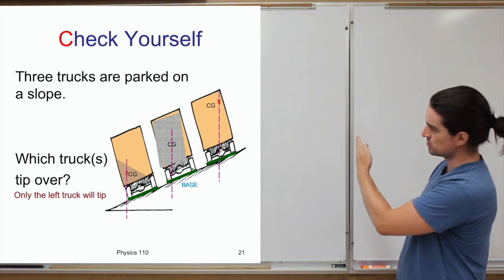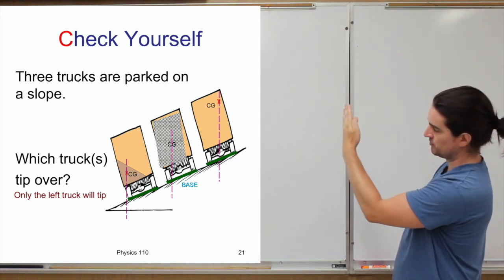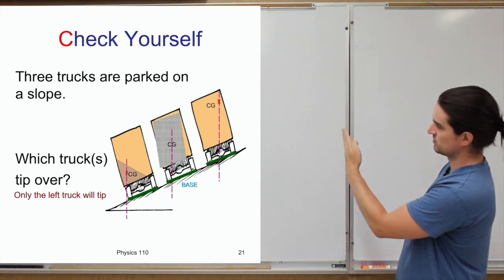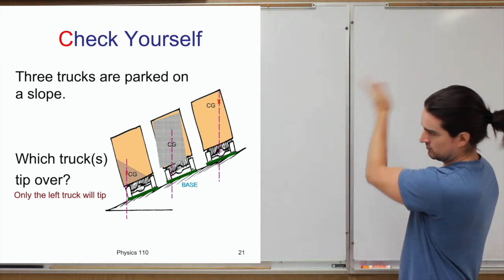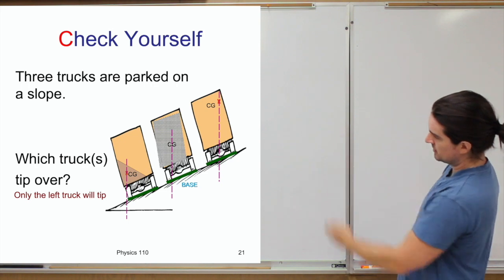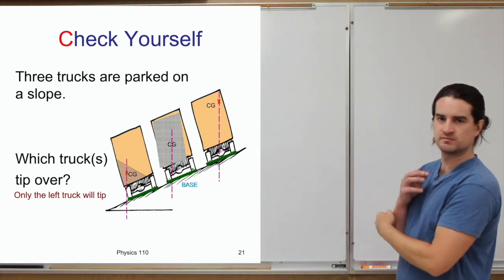In the other two trucks, the center of gravity has moved over a bit, and now it's over the base. In this one, the center of gravity is way over, somehow they pushed all the stuff into the top right corner, and now it's definitely over the base, it's stable.